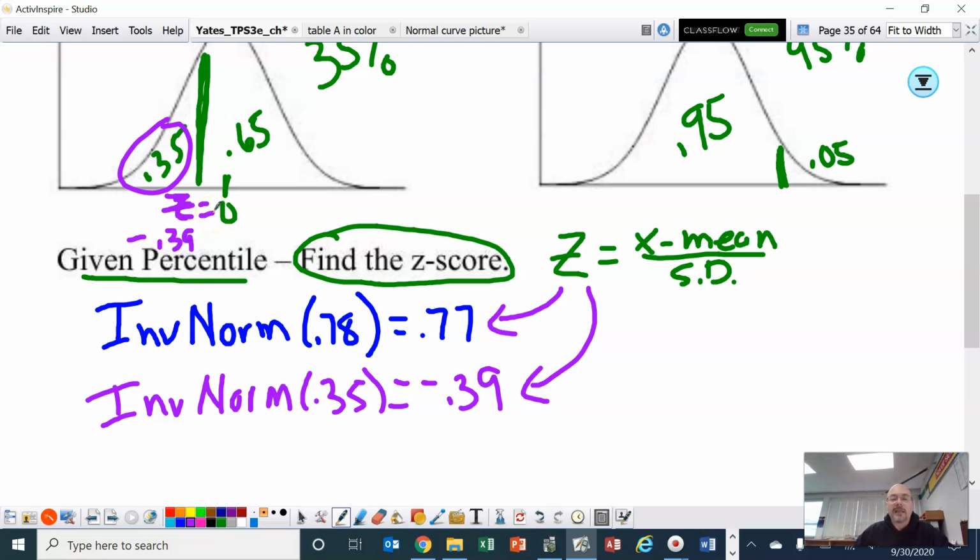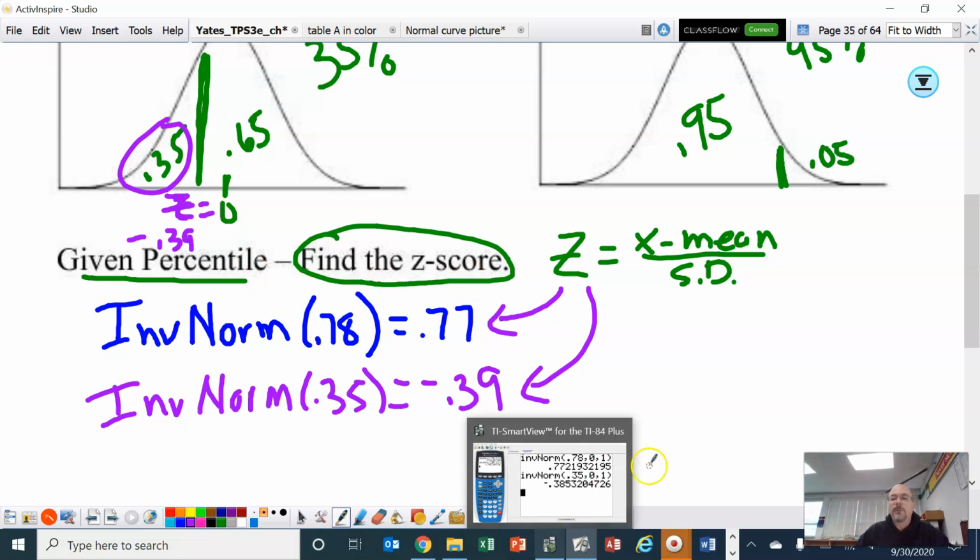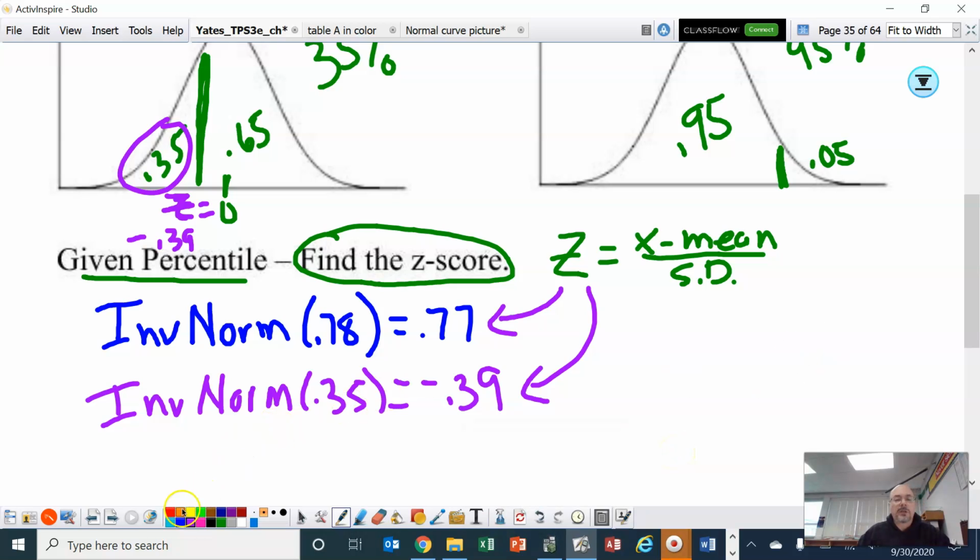And then the 95%. So again, I would go, let me switch colors here. I would go inverse norm 0.95.